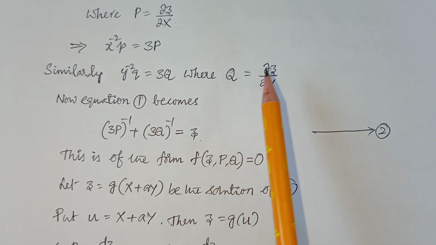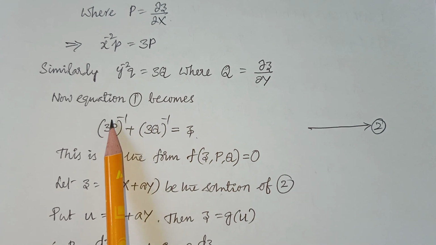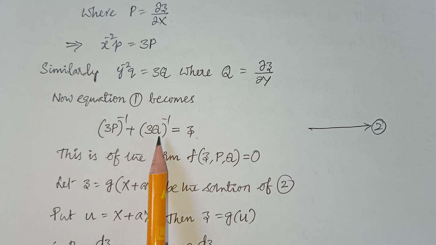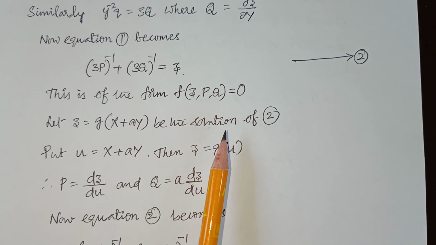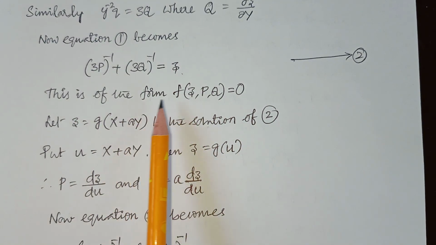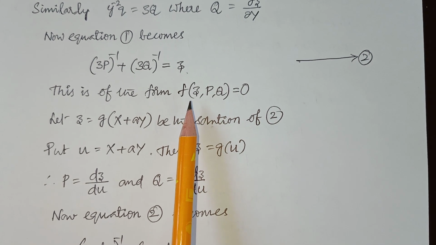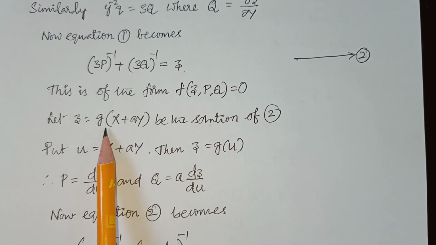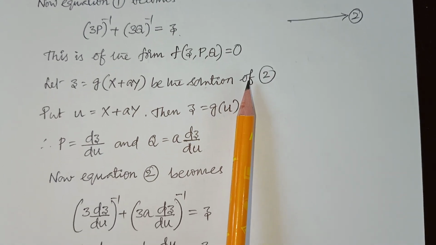So you got it? Now substituting all this in equation 1, equation 1 becomes 3 capital P whole power minus 1 plus 3 capital Q whole power minus 1 is equal to z. So this is of the standard form 2, f of z, P, Q is equal to 0. Now what is the procedure? Let z is equal to f of x comma a plus y, we just used. Now here z is equal to g of capital X plus a capital Y, u, be the solution of equation 2.